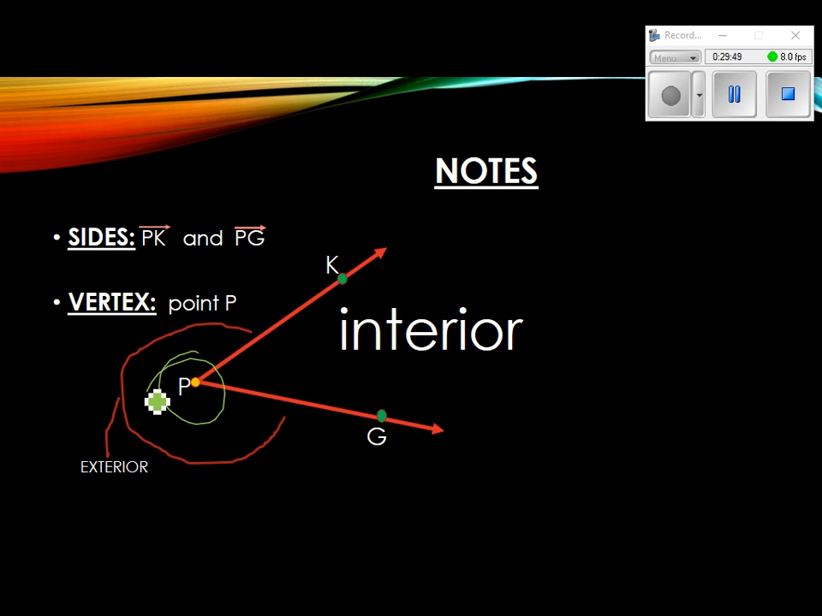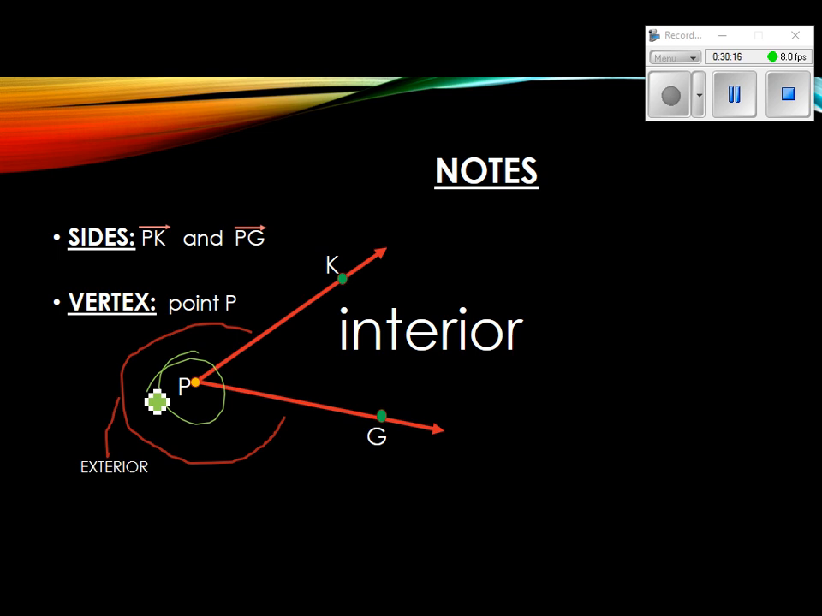Say it again, vertex, vertex, vertex. You got to remember it, all right? Very important. Vertex of an angle is probably the most important part of the angle. Got to be able to find that. Exterior of an angle, stuff on the outside of the angle. Interior of an angle, stuff on the inside. Nothing hard about this. A lot of common sense stuff, right?